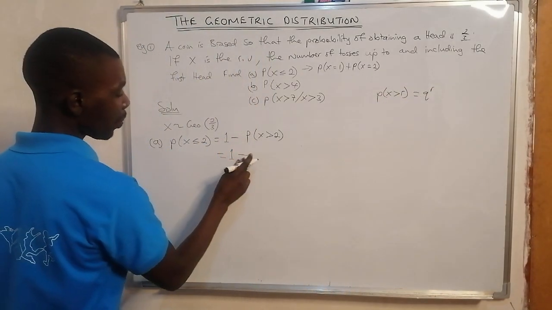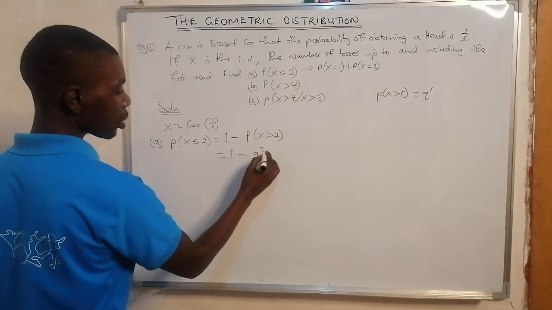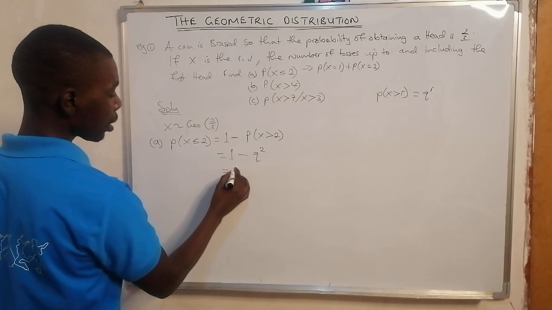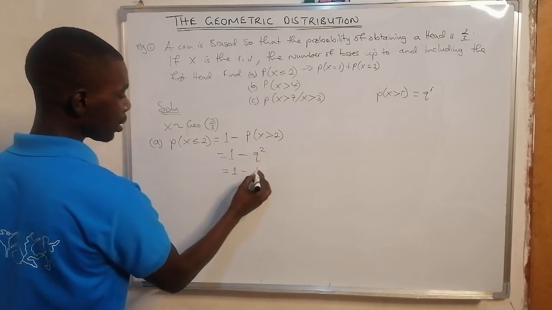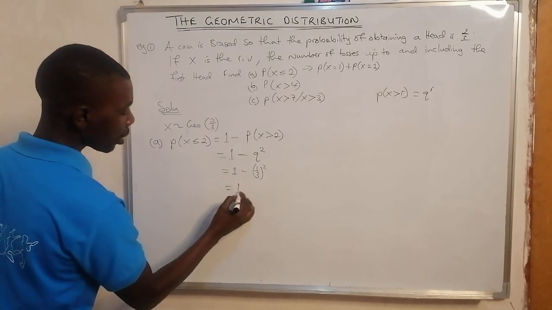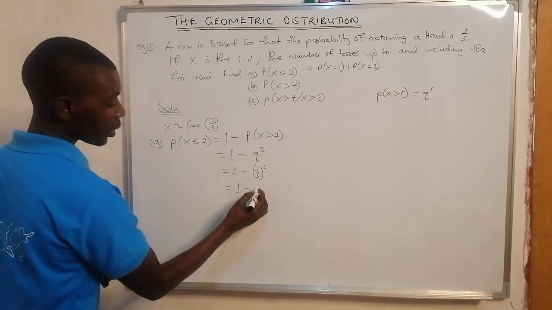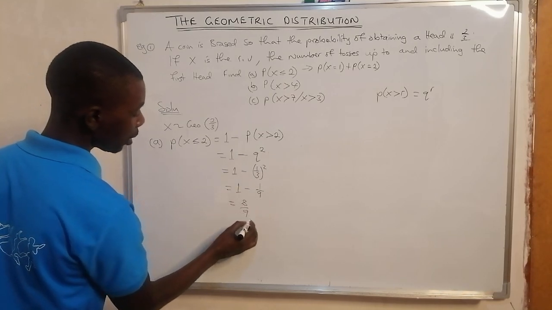So that will be 1 minus q to the power r, which is 2. Our q in this case is 1 over 3, so it is 1 minus (1 over 3) squared, that's 1 minus 1 over 9, which is 8 over 9.